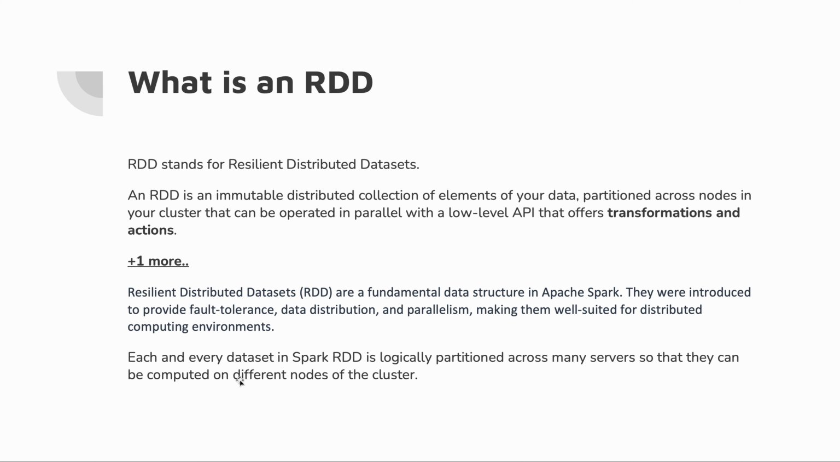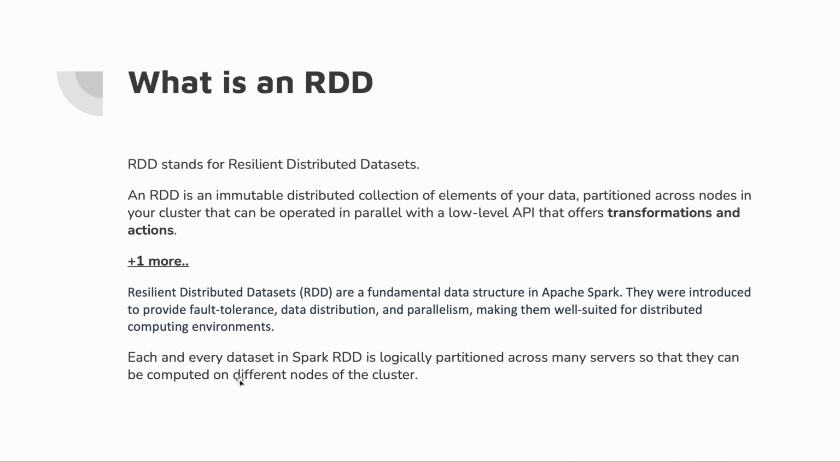So Spark has something called an RDD, which stands for Resilient Distributed Datasets. By definition, resilient distributed datasets are a fundamental data structure in Apache Spark. They are introduced to provide fault tolerance, data distribution, and parallelism, making them well suited for distributed computing environments. And each and every dataset in a Spark RDD is logically partitioned across many servers, so they can be computed on different nodes of the cluster. So let's try to understand each and every word, or go a little bit deeper into the meaning of an RDD.